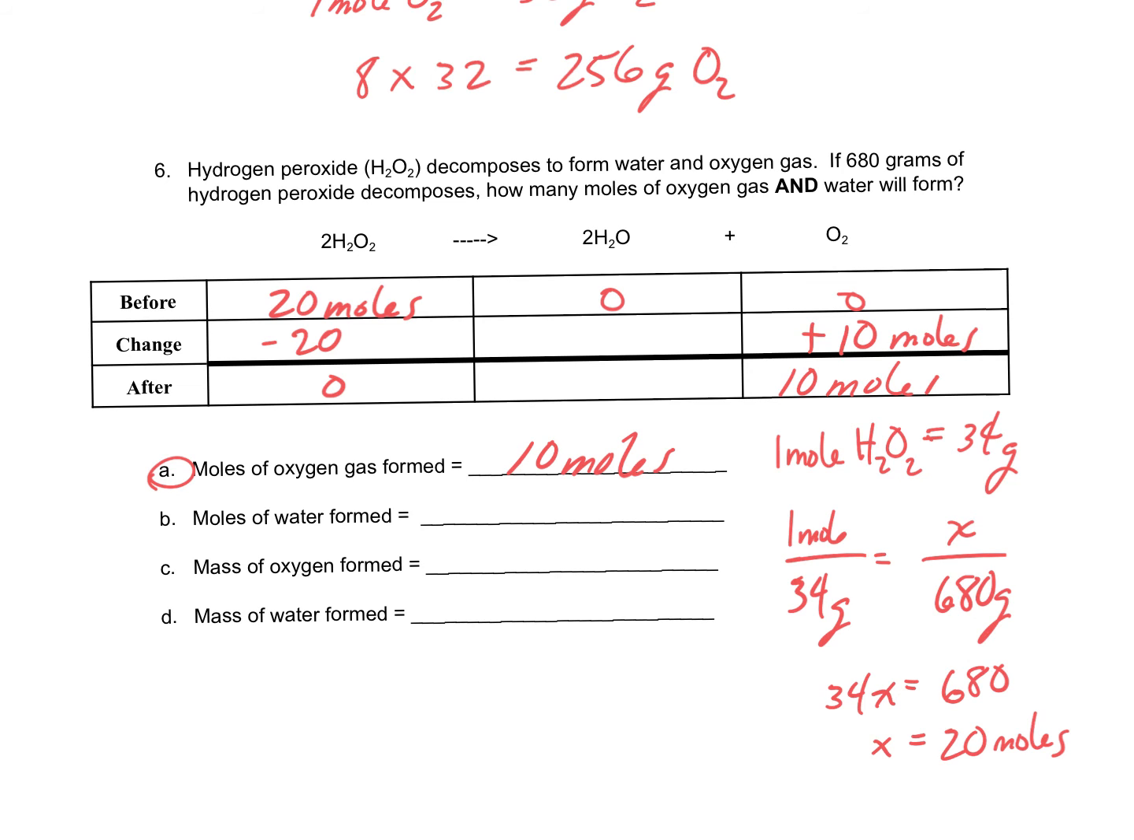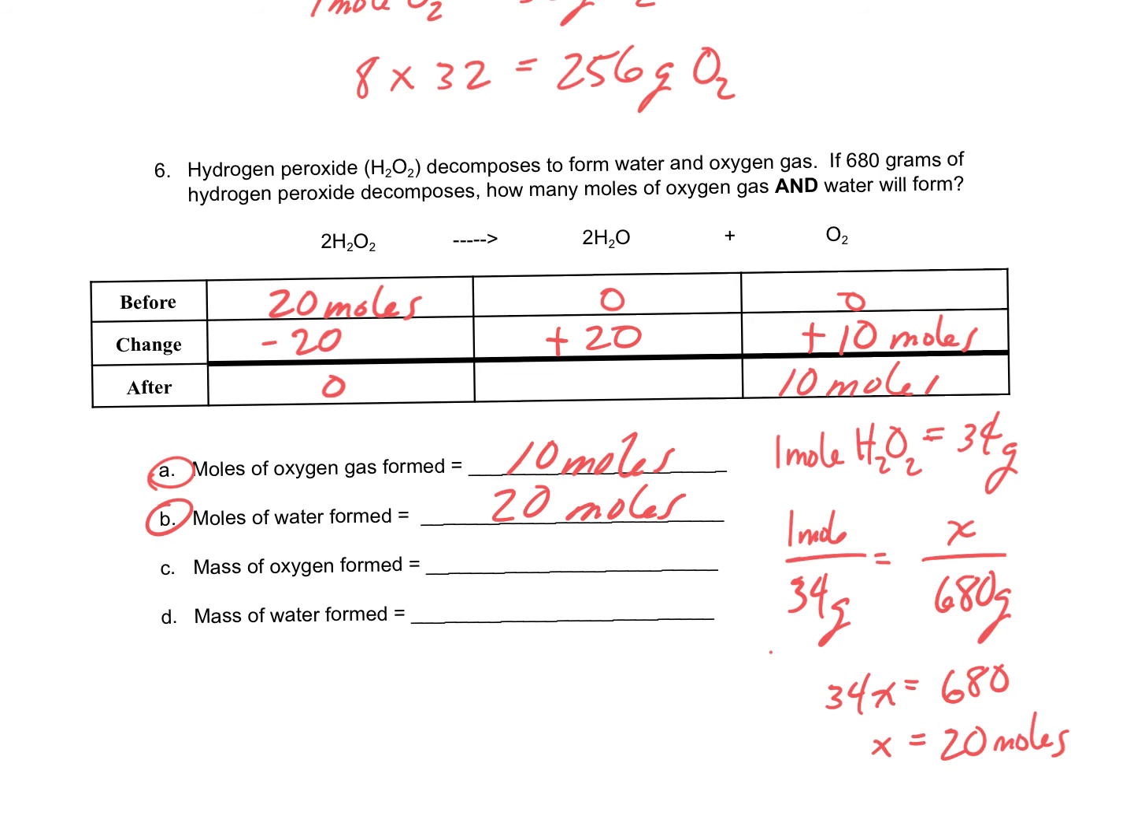All right, how many moles of water are formed? Okay, well, let's take another look at this. Whoops, wrong button. Let's take another look. For every 2 hydrogen peroxides, I can make 2 waters. That's a 1-to-1 ratio. If I'm using up 20 hydrogen peroxides, that means I'm making 20 moles of water. So this answer is 20 moles.